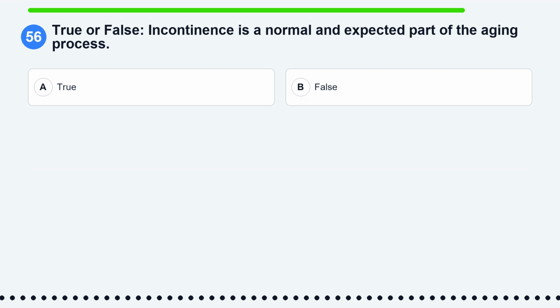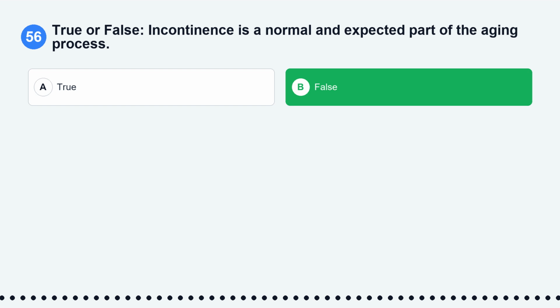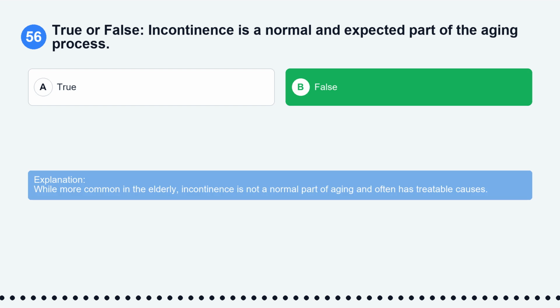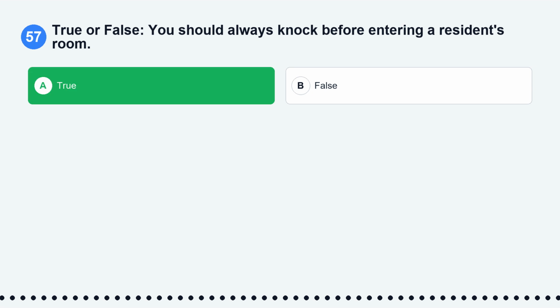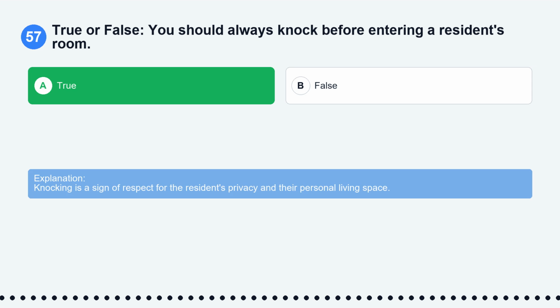Question 56. True or false? Incontinence is a normal and expected part of the aging process. Option A. True. Option B. False. The correct answer is option B. False. While more common in the elderly, incontinence is not a normal part of aging and often has treatable causes. Question 57. True or false? You should always knock before entering a resident's room. Option A. True. Option B. False. The correct answer is option A. True. Knocking is a sign of respect for the resident's privacy and their personal living space.